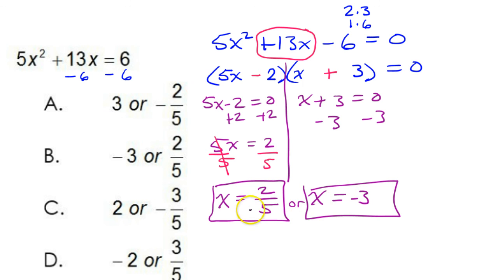Alright, so two solutions, 2/5 or negative 3. So let's see, I see negative 3 or 2/5. So the answer is B.